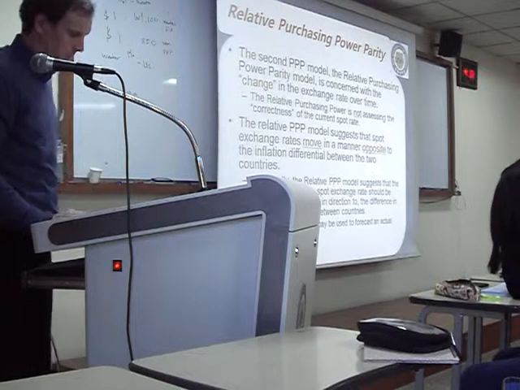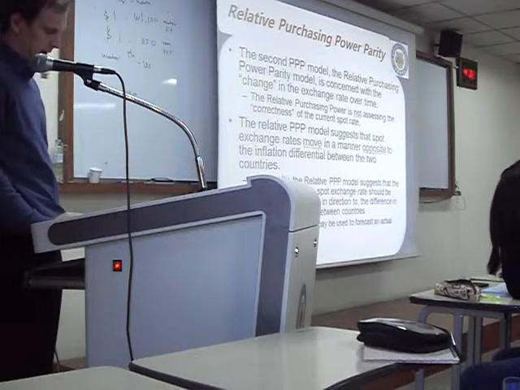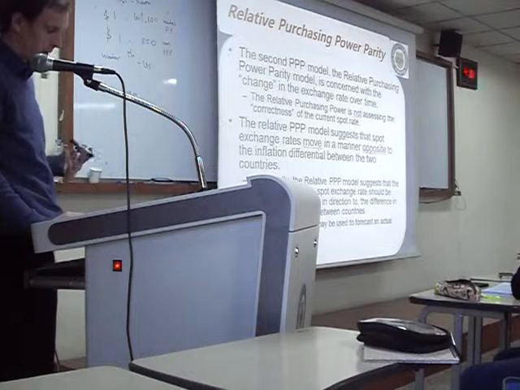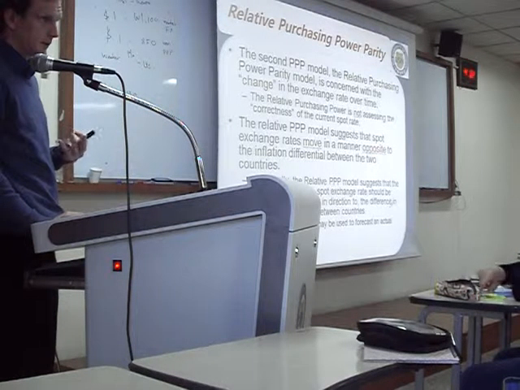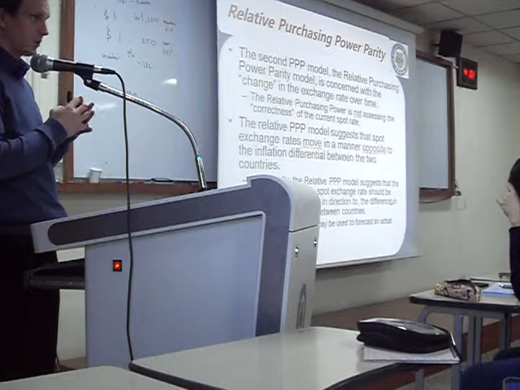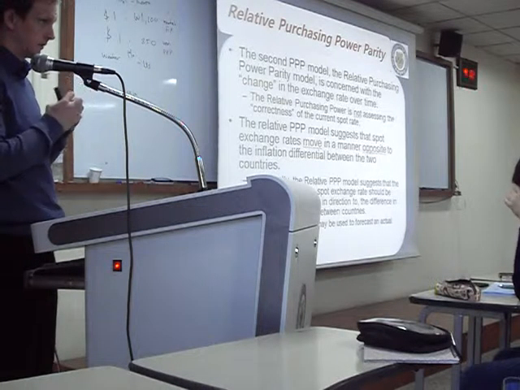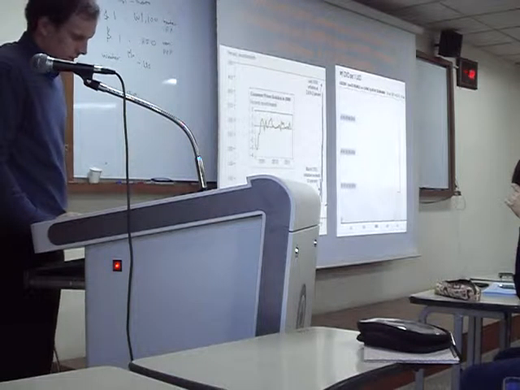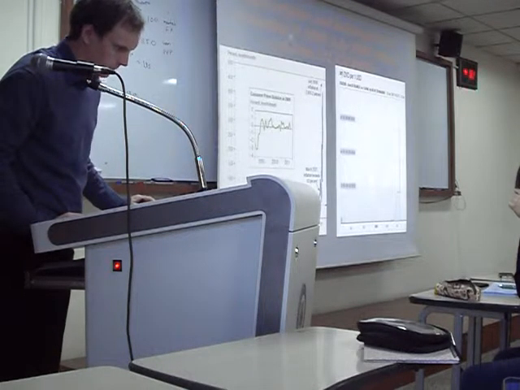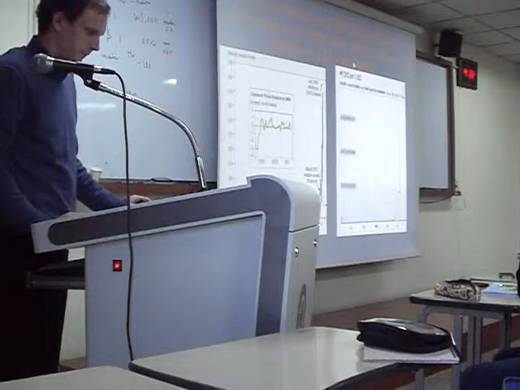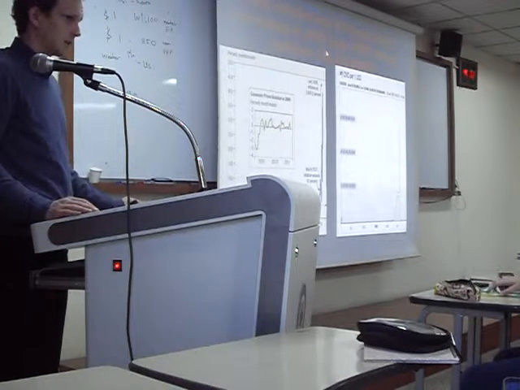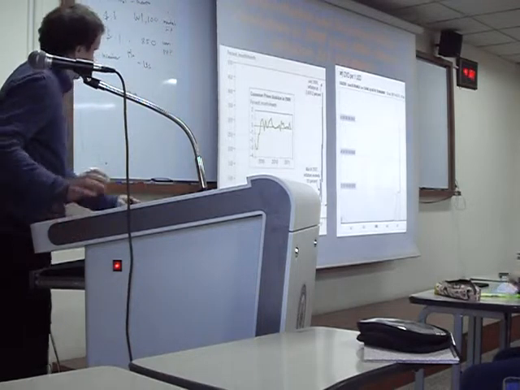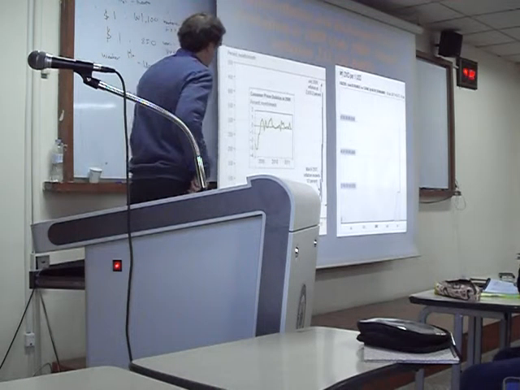So, the relative PPP model suggests that the percentage change in the exchange rate should be equal to, but opposite in direction to, the difference in inflation. So, we're talking about the difference in inflation. Here we can see hyperinflation in Zimbabwe. Hyperinflation makes this kind of relationship very clear to see. So, how much is inflation in Zimbabwe?